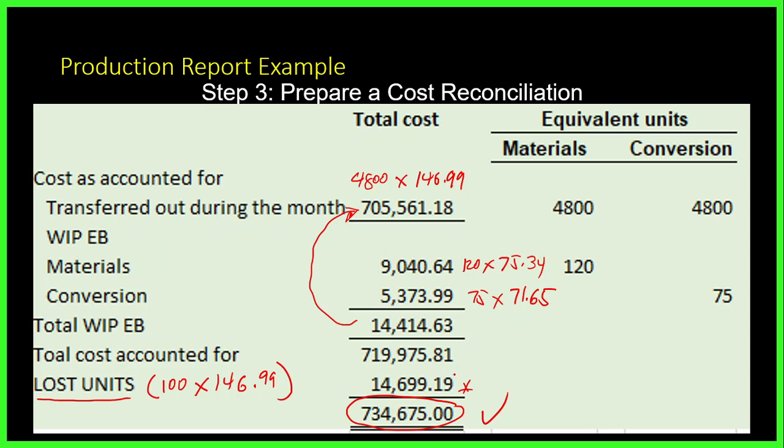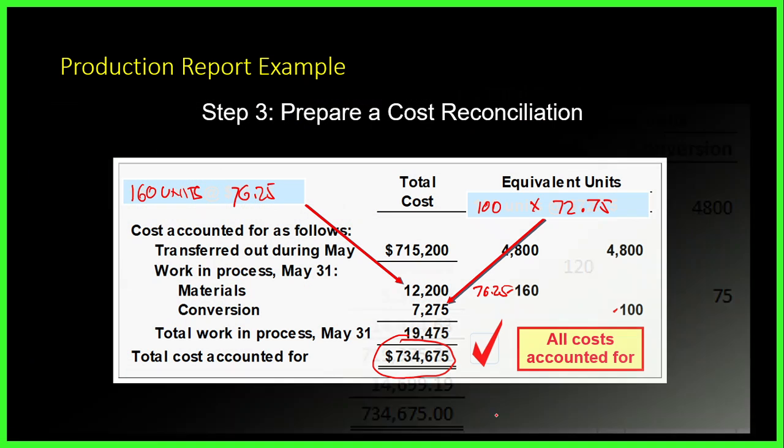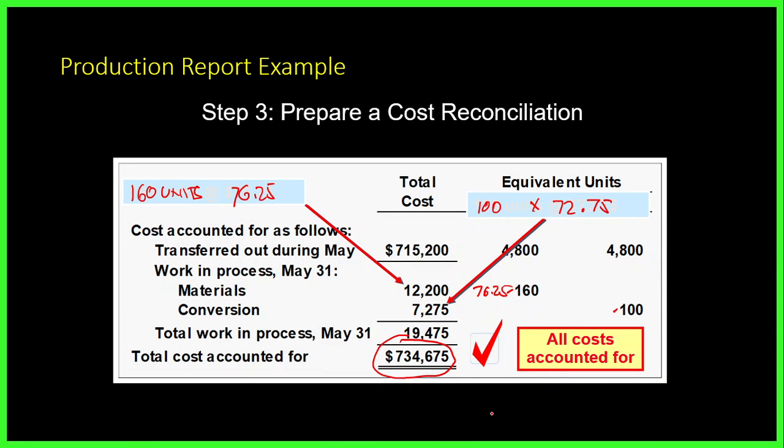Why? Because if this is treated as an abnormal loss, it should be shown in your income statement. Trick questions like that are easy to answer once you understand the concept. Sometimes you'll be asked how much is the cost of the working process and the inventory for this department. That's easy to compute. All costs are accounted for when the cost to be accounted for equals the cost as accounted for. So we're done.